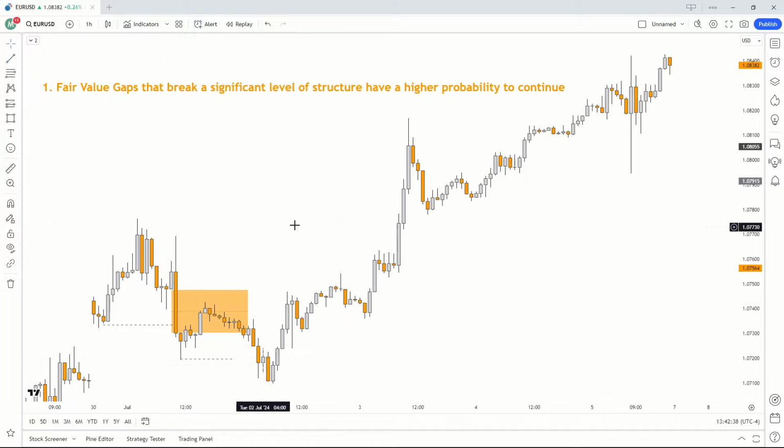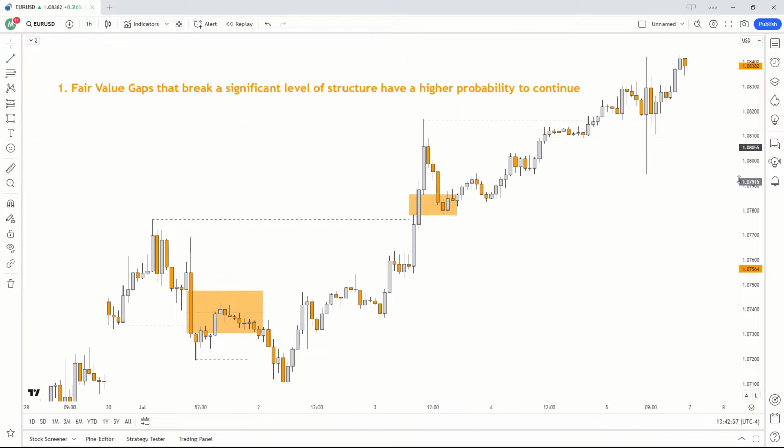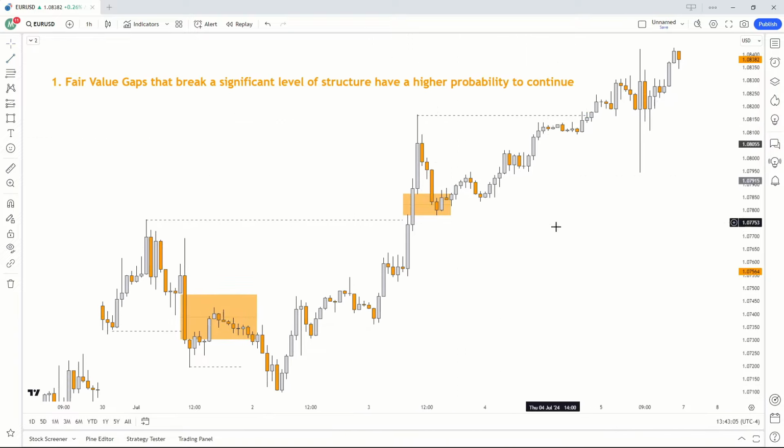Moving on to the next example right here, this fair value gap. As you can see, this is the candle that breaks above this high right here. We do break above a significant level of structure, to which market respects this fair value gap again, to then come take out the next level of liquidity. An example where market does not break structure, you'll see, is this fair value gap right here.